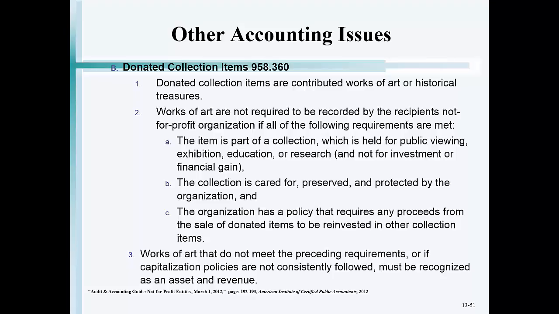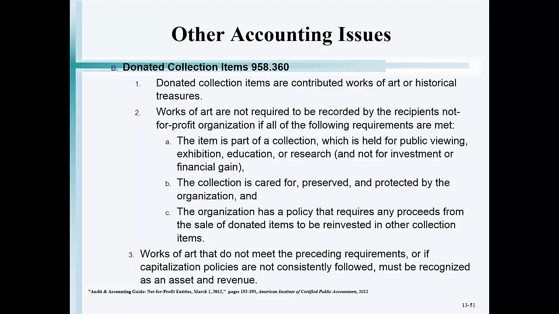Okay, so what happens? We have to what? We don't have to put those items on our financial statements if the collection is held for public exhibition, it is protected and cared for, and if the Save the Canine sold that painting, it would have to use the proceeds to do what? Purchase other collection items, right? And if you meet all 3 of those criteria, you do not have to put collections, works of art, whatever, on your financial statements. Okay?